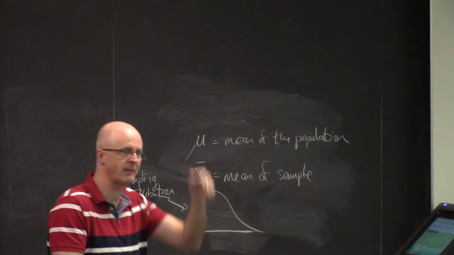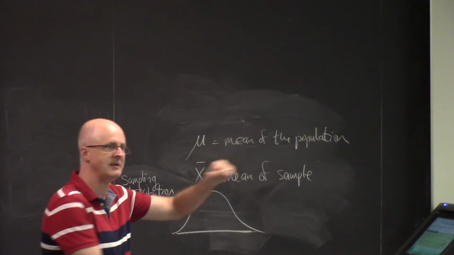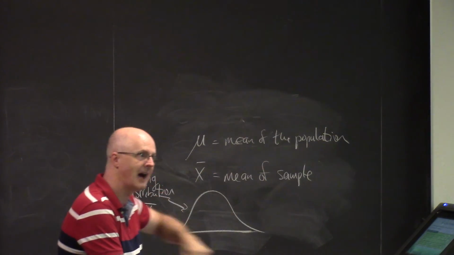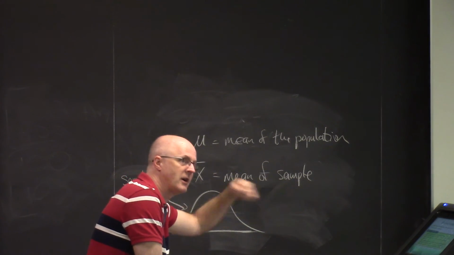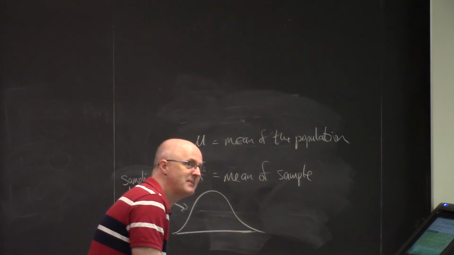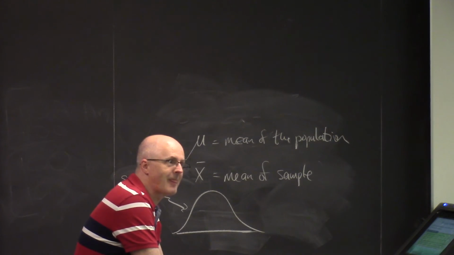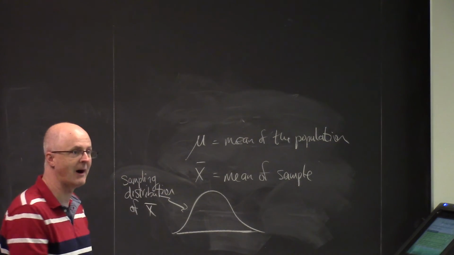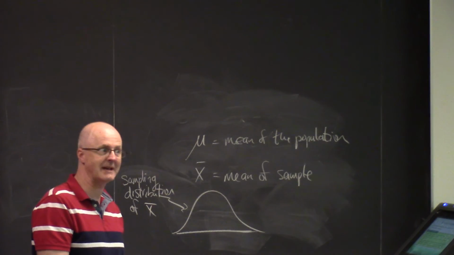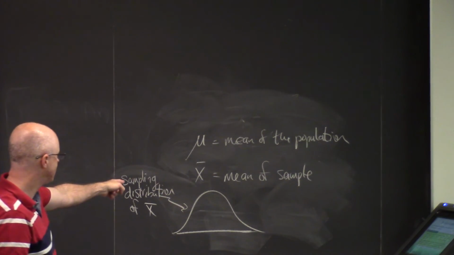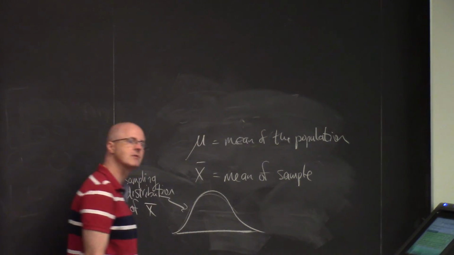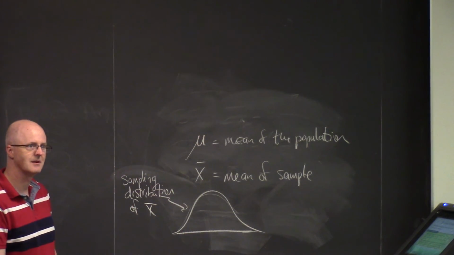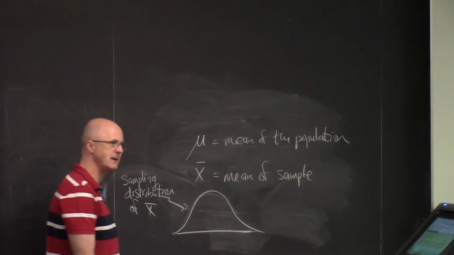So I pick 50 women, I measure their heights, I take the average. I pick 50 more women, I measure their heights, I take the average. I pick 50 more women, I measure their heights, take the average. Over and over again, hundreds of times. I get a bunch of different values for x bar. I can make a stem plot, I can make a histogram. The histogram, I'm claiming, would look like a normal curve. This is supposed to be a model of that.